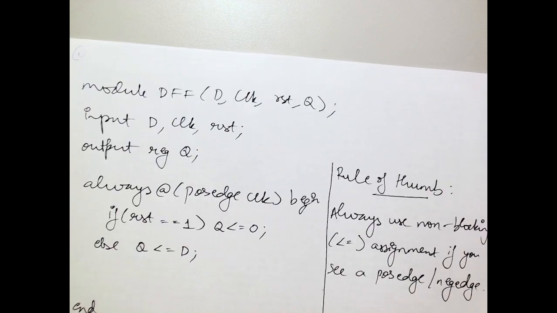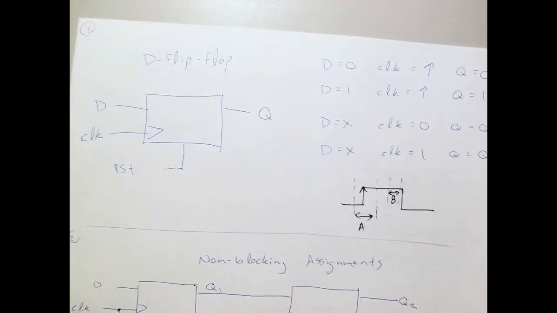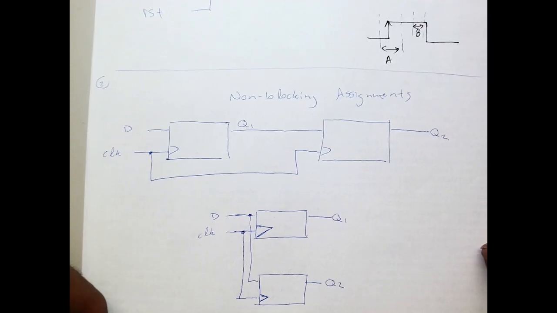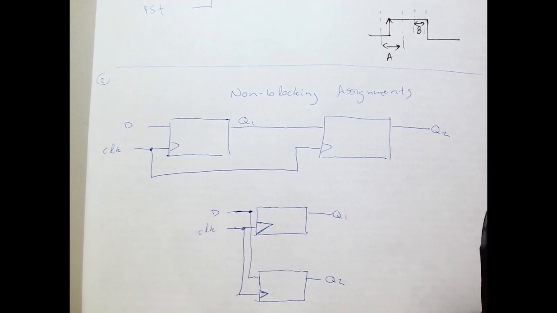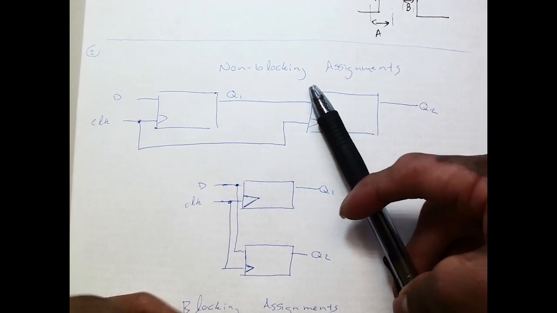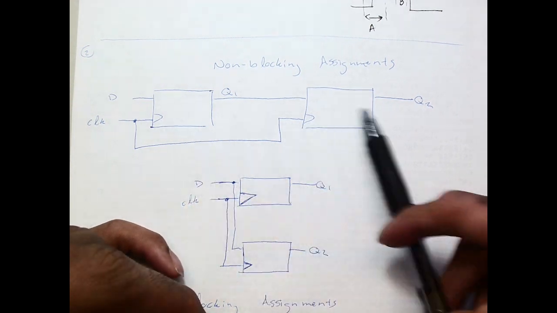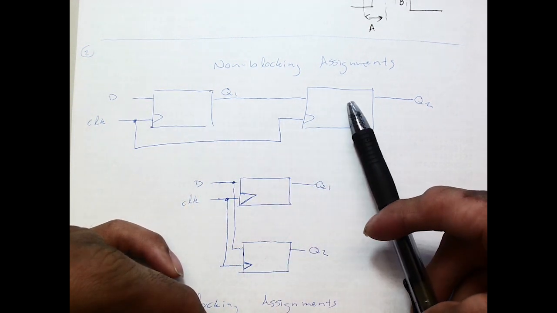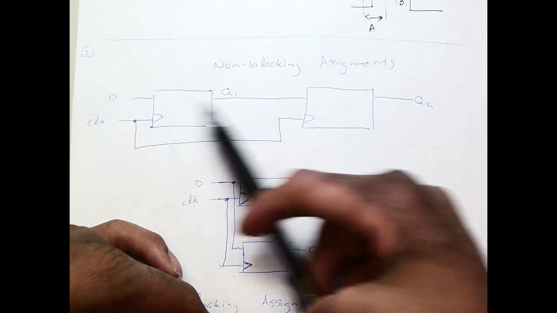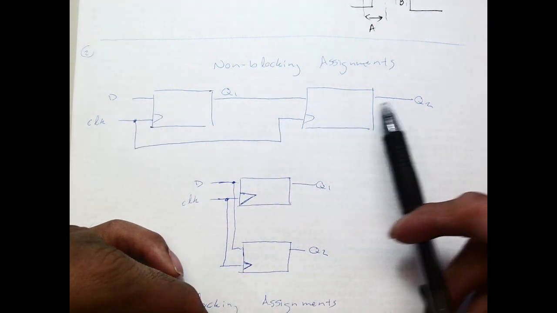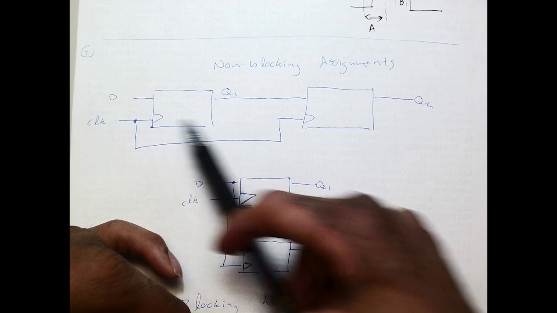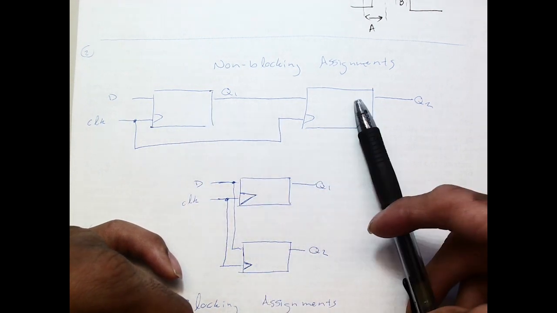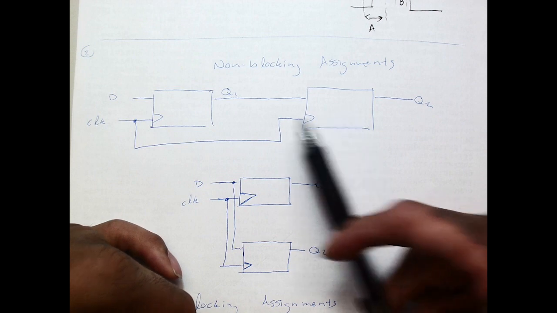Now, let's say that you forgot the difference between blocking and non-blocking, or you're a little unfamiliar. Let's explain that real quick. Let's say this is the design that I want to build. I take my edge-triggered D flip-flop, I take another flip-flop, I have my data input, the output of one is the input of the other, and then I have my Q2, and all of them share the same clock. So this is the design that I want to build.